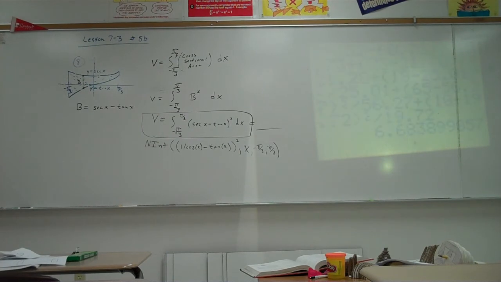So, second quit. Math 9. Now I see two parentheses, so I wrote it out so I know how many parentheses to write in. 1 divided by cosine of x. Minus tangent of x. Another parenthesis, squared, comma x, comma negative pi thirds, comma pi thirds. 4.8338.